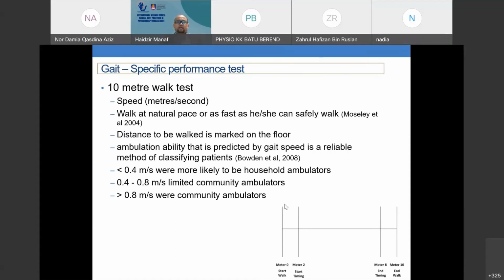So if the patient has a walking speed of less than 0.4 meters per second, most likely the patient is a household ambulator. That's it. It's just safe to walk in the house. Later on, you could use this gait speed measurement in order to improve the gait performance, so that the patient has at least between 0.4 to 0.8 in order to become a limited community ambulator. If the patient says that their goal is to be a community ambulator, you can increase the gait speed by having gait training and make sure that the patient has more than 0.8 meters per second.